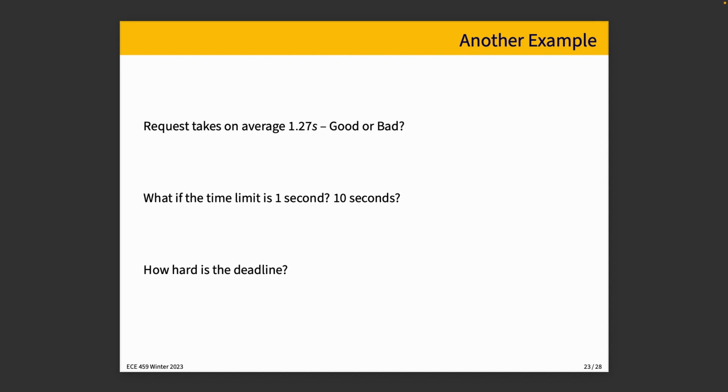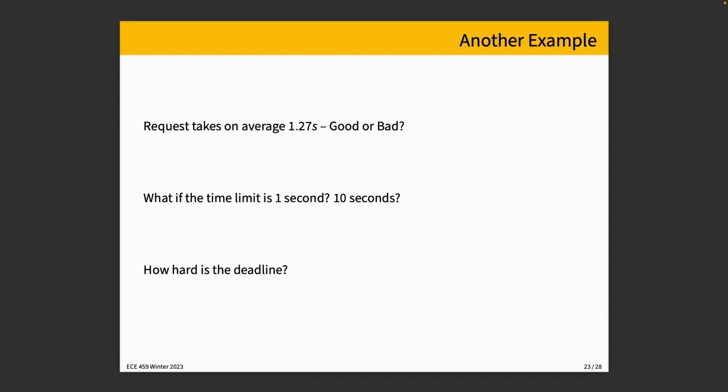What if the time limit is 10 seconds? Is that enough? Well, averages, as the saying goes, can be misleading. What if 1.27 seconds is normal, but the maximum time is more than 10 seconds? It's rare, rare enough that the average can be 1.27 seconds, but not so rare that we can just pretend it never happens. What then?